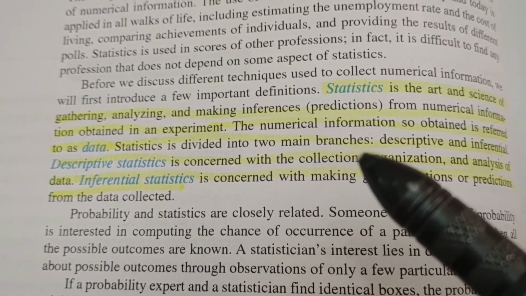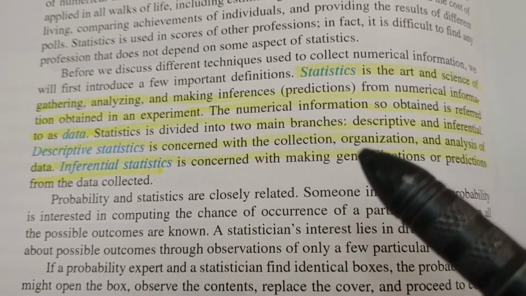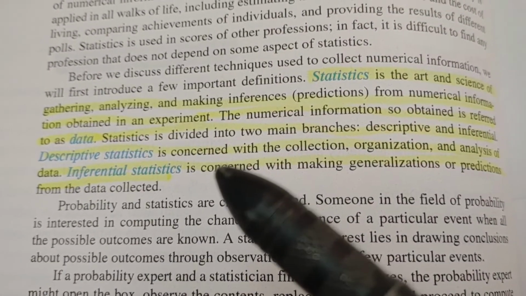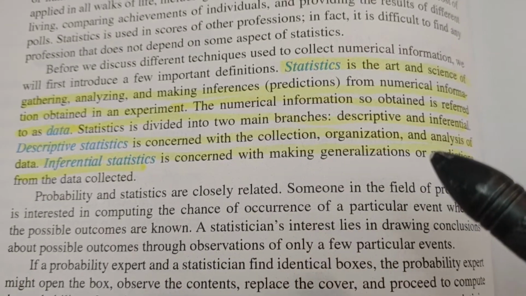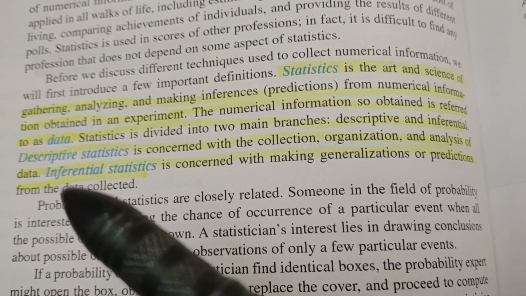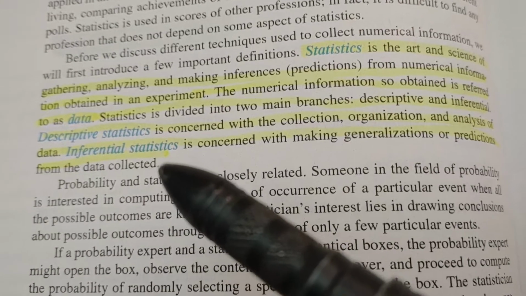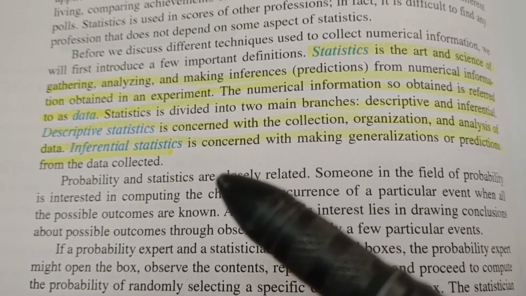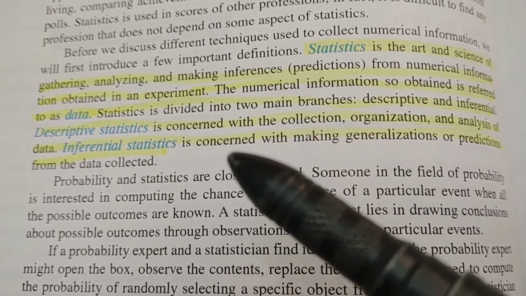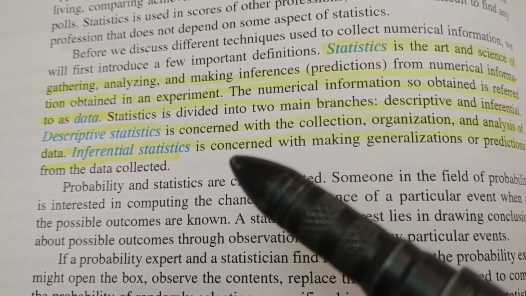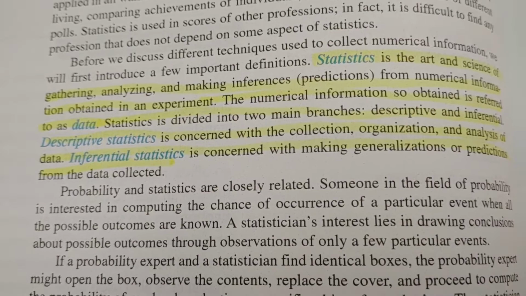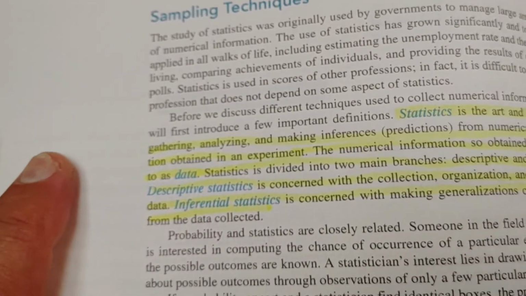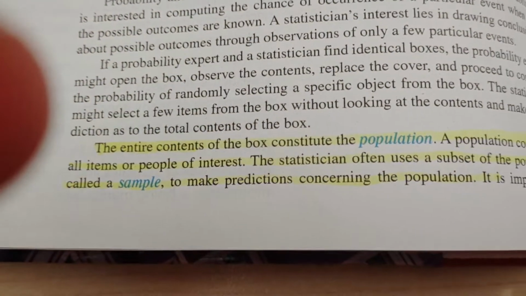Statistics is divided into two main branches, descriptive and inferential. Descriptive statistics is concerned with the collection, organization, and analysis of data. Inferential statistics is concerned with making generalizations or predictions from the data collected. These inferential statistics are the main things that are influencing our society today.